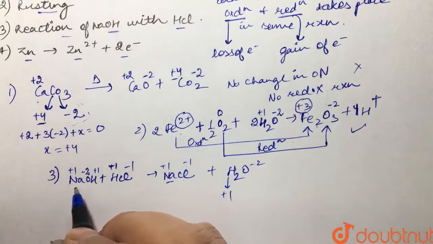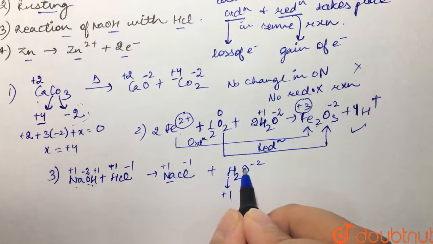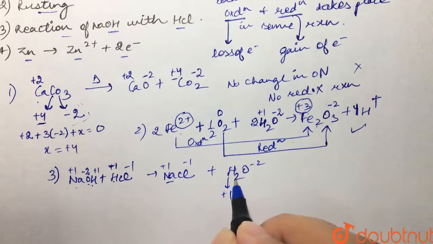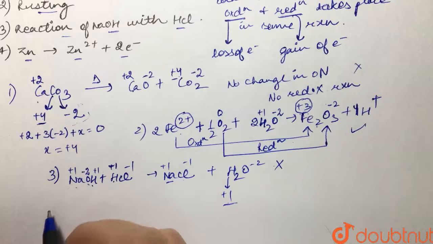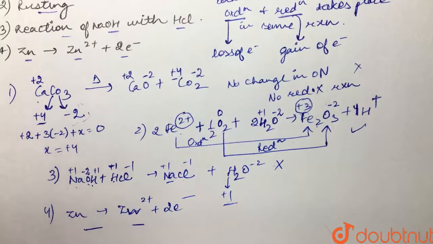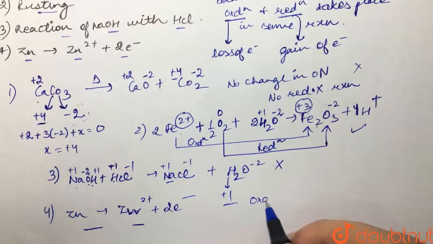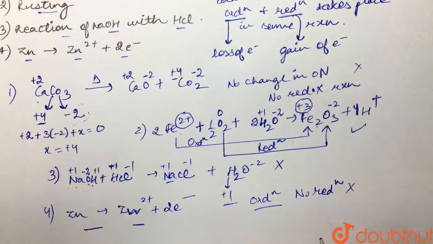So if we look at sodium, no change in oxidation number. Oxygen, no change in oxidation number. Hydrogen, no change in oxidation number. So this is also not a redox reaction. Then in the fourth case, we are given zinc losing 2 electrons and forming zinc 2 positive. Over here zinc is losing electrons, so only oxidation is taking place, there is no reduction over here, so this won't be our redox reaction.